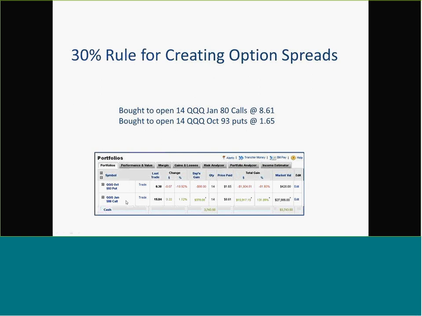So I like to buy the longer-term call option, and then every 3 months or so I'll buy a put option to protect my profit. So in this example, I bought 14 of the January 80 calls at 861 and bought 14 of the October 93 puts at 165.